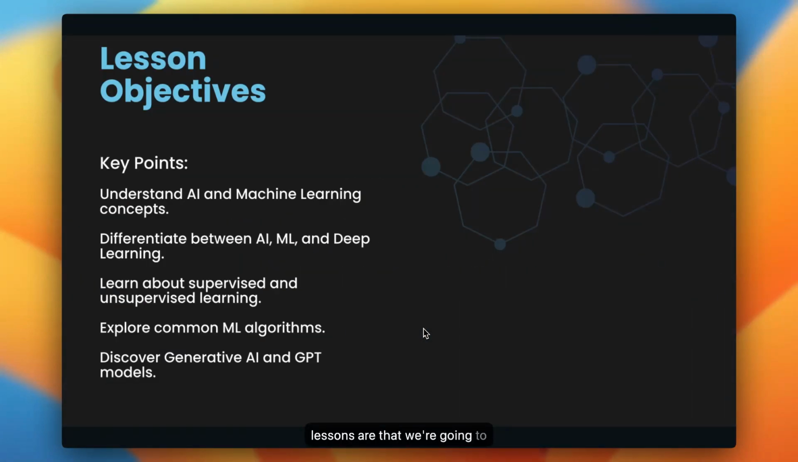Some lesson objectives for these lessons are that we're going to understand AI and machine learning concepts. We're going to differentiate between AI, machine learning, and deep learning, learn about supervised and unsupervised learning, explore common machine learning algorithms, and we're going to discover and talk about generative AI and GPT models that we're going to mostly work with later in the course.